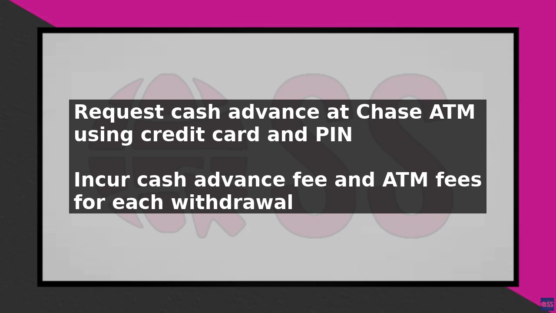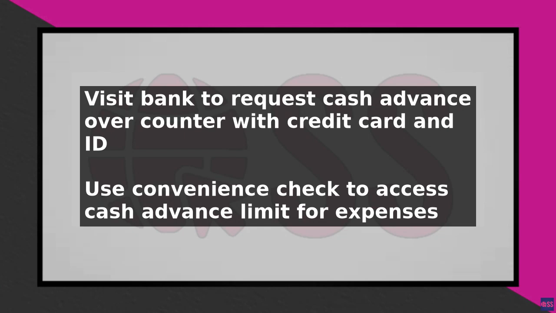Alternatively, you can go to a bank that accepts your credit card and request a cash advance over the counter. You will need to present your credit card and a government-issued ID. Another option is to use a convenience check, which is a check provided by Chase that you can use to access your cash advance limit. You can use this check to pay for expenses or deposit the funds into your bank account.